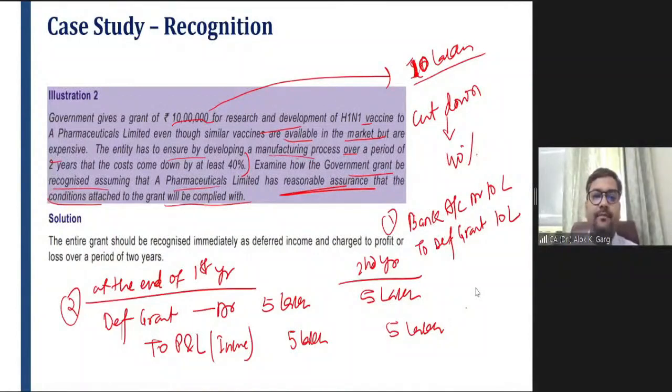Clear? Shall I move forward? You're right, Vijaya. You're right, Tejal, Shraddha. You all are right.